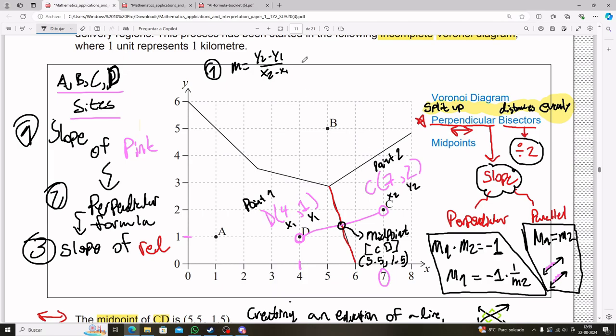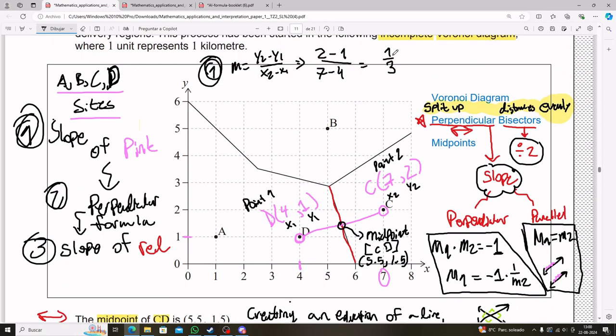So if I go ahead and plug in like that, the slope of the pink following step 1, right? I have 2 minus 1 divided by 7 minus 4. So that gives me 1 divided by 3. So that is the slope of the pink one. I double check quickly. On the one hand, it's a positive value, so it makes sense because this is a line that's going up and it's not increasing too fast. 1 over 3 makes sense.